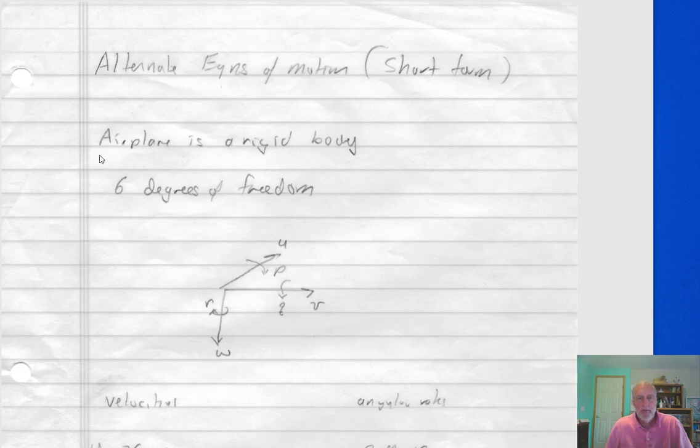So the airplane is a rigid body. We're going to assume it's rigid. Not completely true, but that's the simplest version of the equations of motion. If you want to get more into non-rigid aircraft, then take a class called aeroelasticity, a graduate level class.